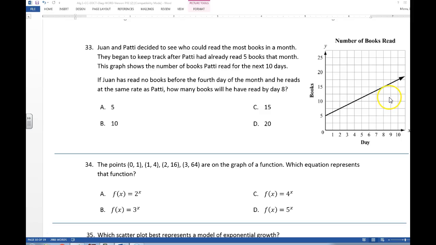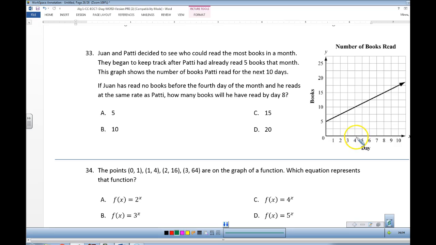If Juan has read no books before the 4th day of the month, and he reads at the same rate as Patty, how many books will he have read by day 8? So he's starting at 0. 0 books on day 4. And he wants to go the same rate as Patty. What is Patty's rate? Another word for rate is slope. Remember, slope is the rise over run. So we want the same rise over run. Well, what is Patty's rise over run?